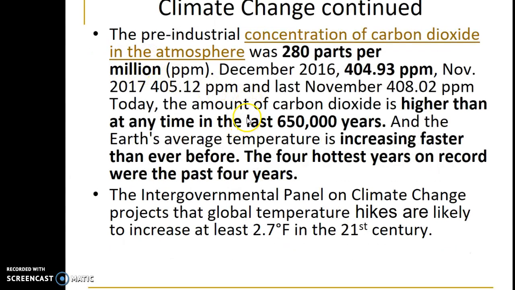Okay, the pre-industrial concentration of carbon dioxide was 280 parts per million, and I'll show you a chart later that it never, for the most part, went above that. And 2 years ago, December, 404.93 parts per million. A year ago, 405, and last November, 408. So we're just climbing, climbing, climbing. And it's higher than any time in the last 650,000 years. And our temperature is increasing faster than ever before. The 4 hottest years on record were the past 4 years. And we're likely to see that.